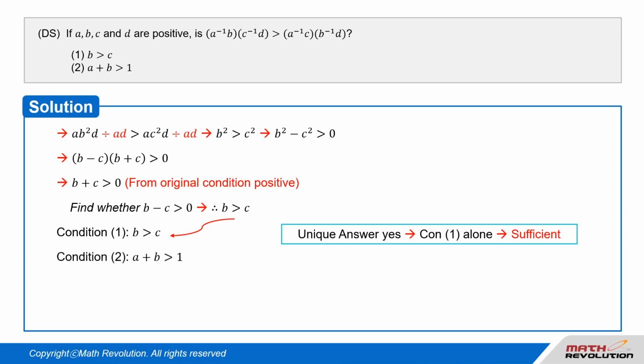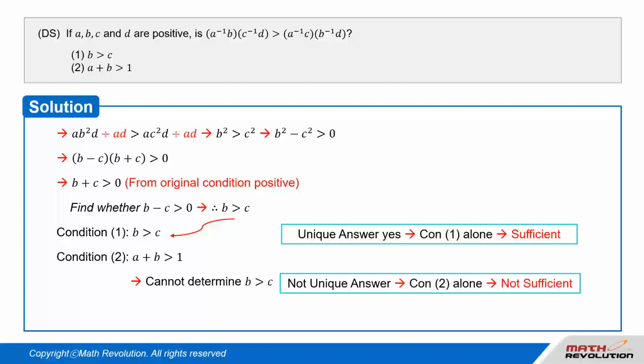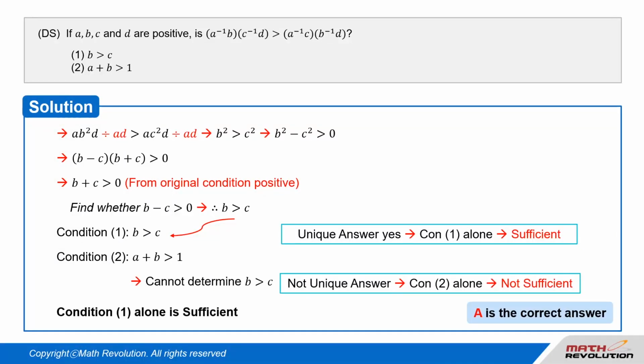Condition 2 tells us that a plus b is greater than 1. This cannot determine uniquely whether b is greater than c, so this is not sufficient. Condition 1 alone is sufficient, so A is the correct answer. If you find that both A and C could be the answers, then A would be the answer. And similarly, if you find that both B and C could be the answer, then B would be the answer according to the definition of DS question. Answer A.